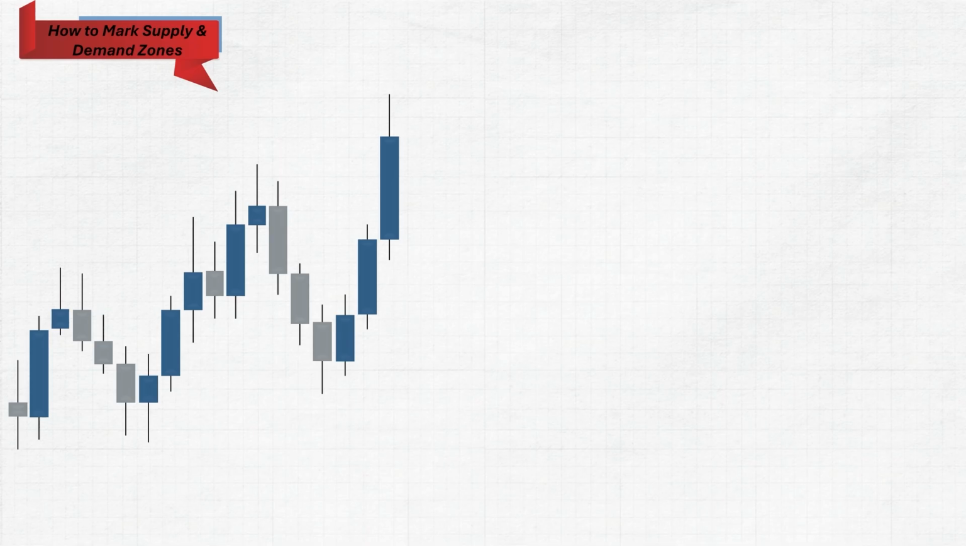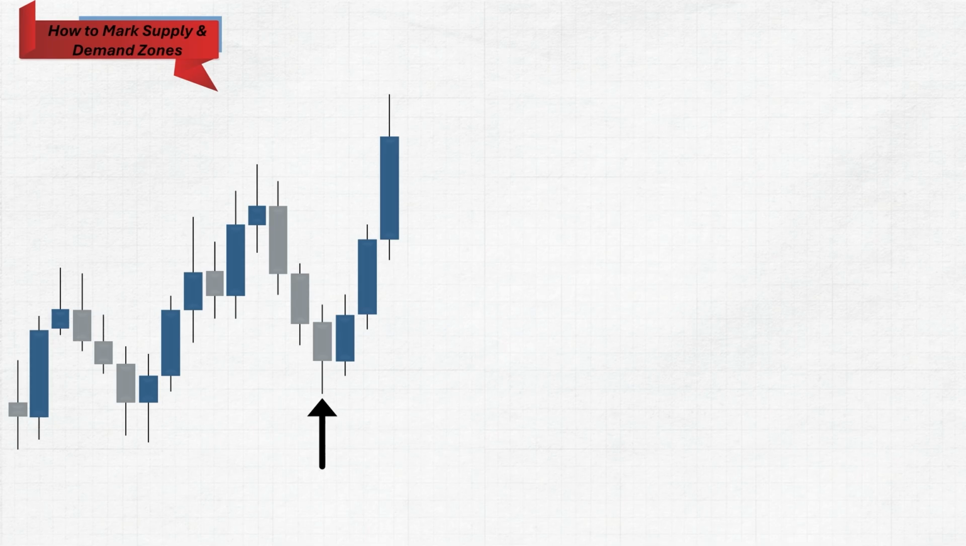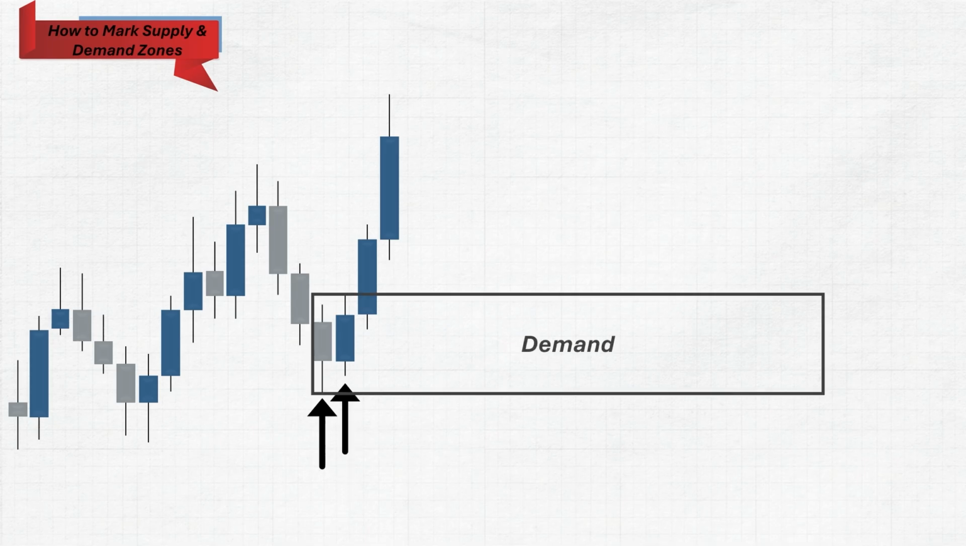Another common way is to mark the last red candle before the bullish move. This candle represents the last selling pressure in the markets. We mark this area as a demand zone because once price breaks above supply, it turns into demand. When price returns to this area, we expect a reaction, which may lead to a rejection or continuation to the upside. Now, in this particular example, it doesn't matter which candle you choose because they cover about the same area.